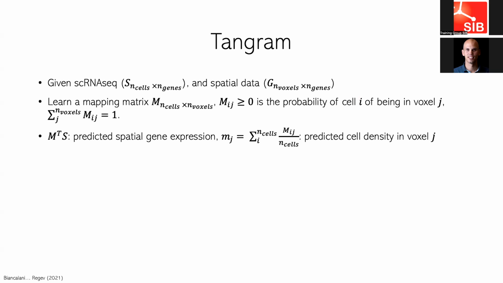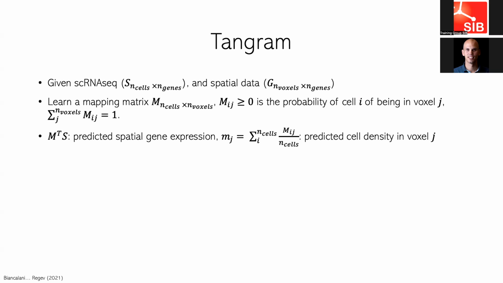They want it to be a probabilistic mapping. That means the elements of this mapping matrix M are larger than or equal to 0, and it gives you the probability of cell i being mapped to a particular voxel or location j. To make it a probability, the summation for every cell over all the locations equals 1. So maybe you have a very high probability to map this cell to a particular location and low everywhere else, or it's uniform if you don't know, and so on.